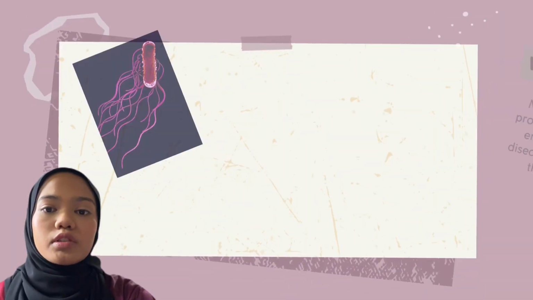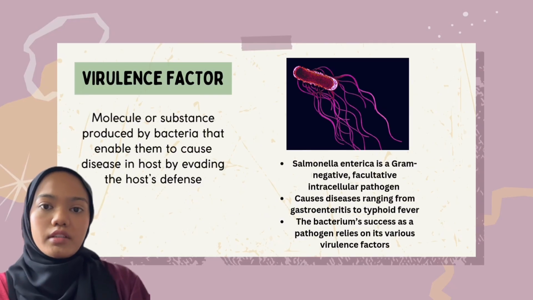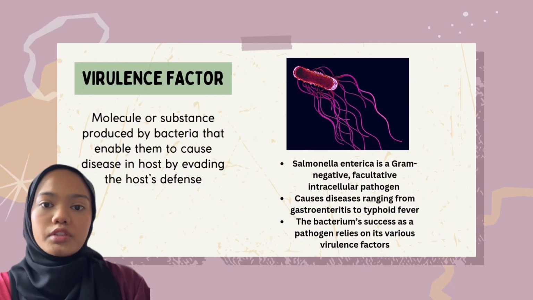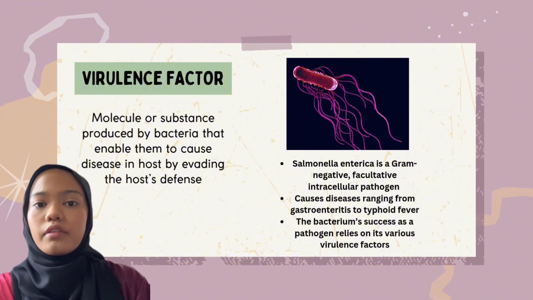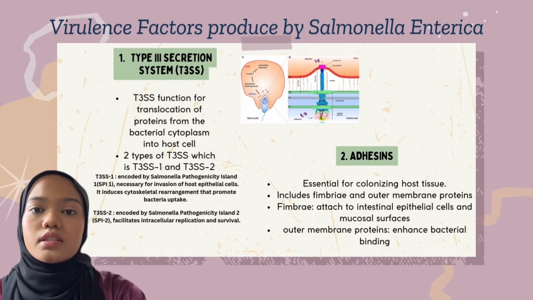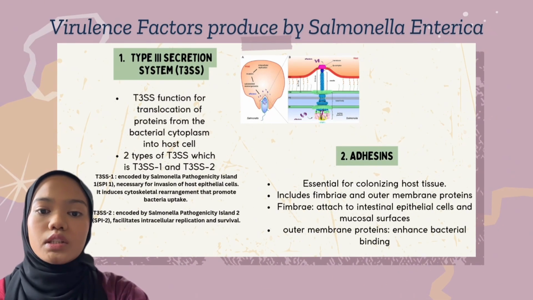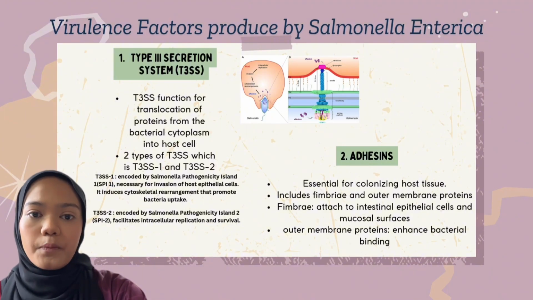For my part, I will talk about the virulence factors produced by Salmonella enterica. Virulence factors are molecules or substances produced by bacteria that enable them to cause disease in hosts by evading the host defense. The first virulence factor that we're going to talk about is type 3 secretion system, T3SS. T3SS functions for translocation of proteins from bacterial cytoplasm into host cell.